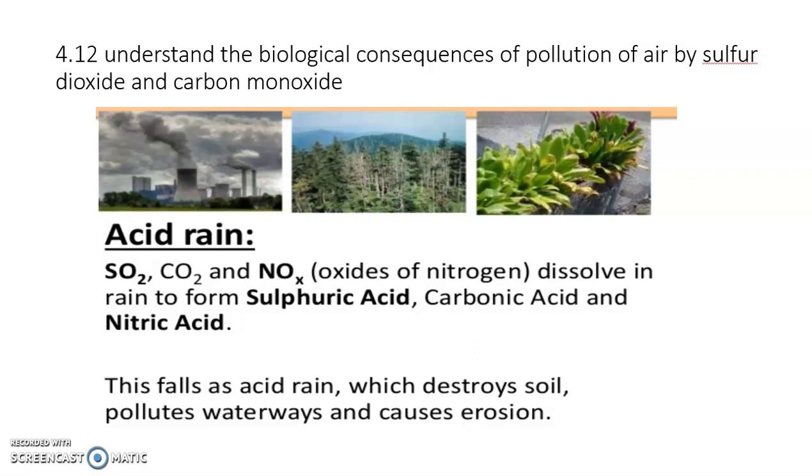And when they are released into the Earth's atmosphere, because they are very soluble, they dissolve in the water vapor and then will fall as acid rain. So we've got sulfuric acid, carbon dioxide forming carbonic acid, and nitrous oxide forming nitric acid, all of which are going to be below pH 7 and can have a disastrous effect on the ecosystem.